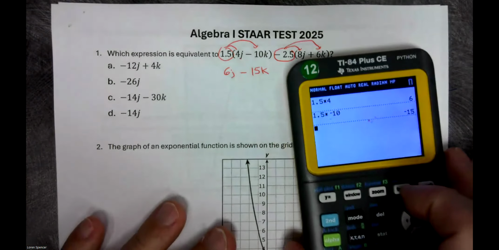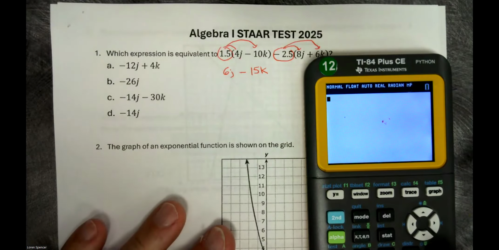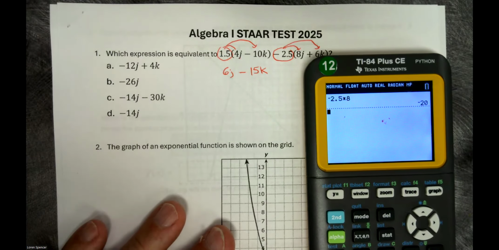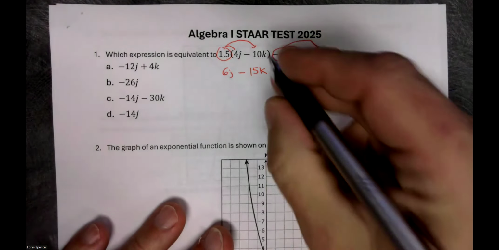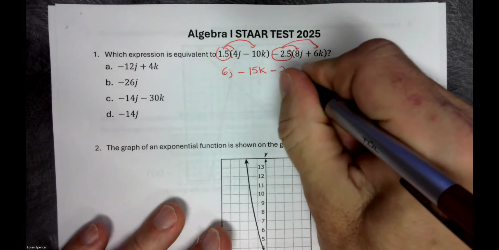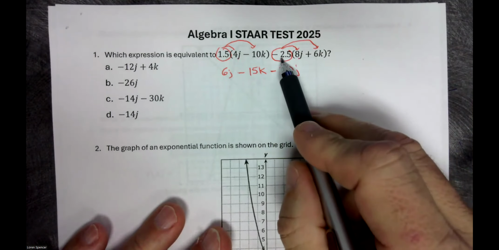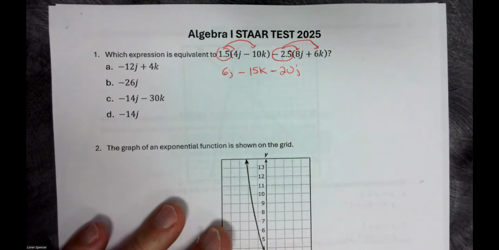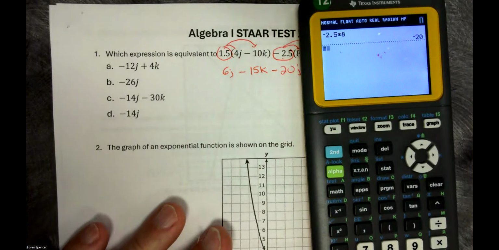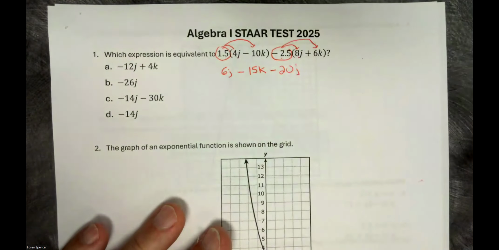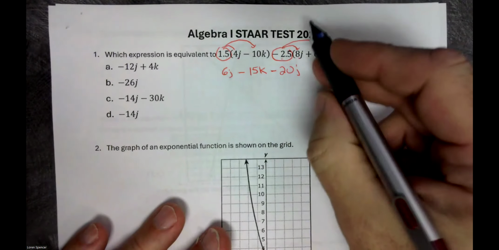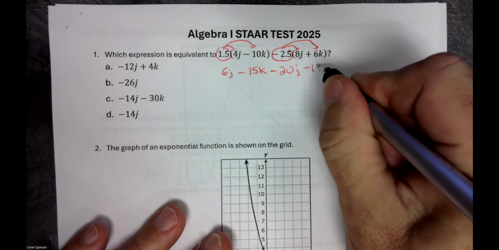Now I need to take this negative 2.5 and distribute it because once again, we have parentheses and parentheses always mean multiply. So in this case, we have negative 2.5 times 8, which is negative 20. So minus 20, but I have a j, so I need to write it down. Then I have the negative 2.5 times the 6, and I now have negative 15, but it's a k, so I need to make sure I write down that variable k.